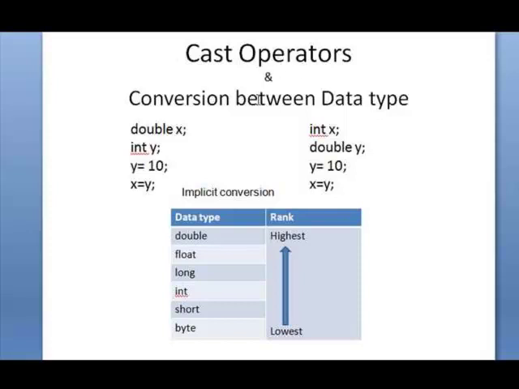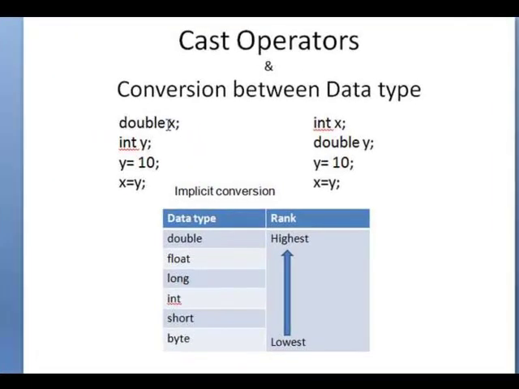Cast operators. Let's consider if I have a variable such as x and I also have a variable such as y. y is int, x is double. I put a value 10 on the y. Can I put the value of the content of the y to the x?